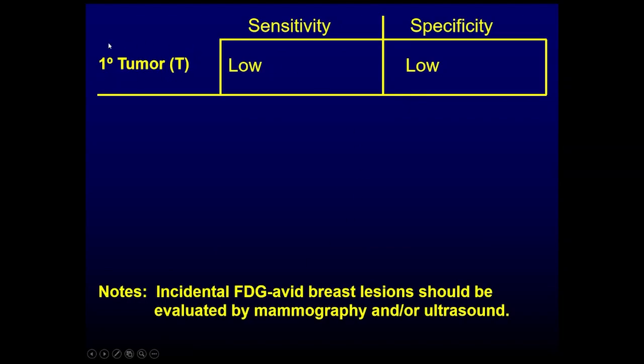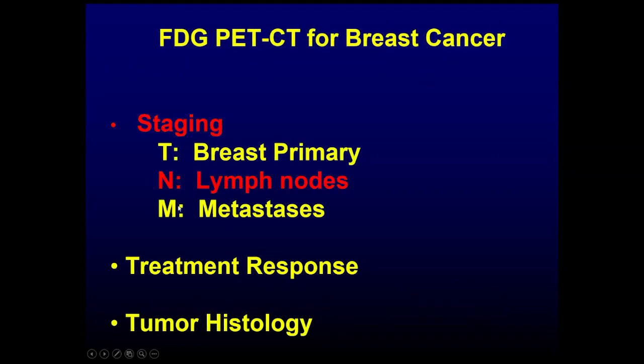So for the primary tumor, both the sensitivity and the specificity of FDG PET are low. So we're not very good for evaluating the primary tumor. If it's large enough, we'll detect it, but there are lots of tumors that we'll miss, and there are lots of things within the breast that are FDG avid, which are benign. So specificity and sensitivity of FDG PET is low. And of note, if you do find an incidental FDG avid breast lesion, it should be evaluated by mammography and/or ultrasound, and then subsequently biopsied. Let's move on to N staging, local lymph nodes.